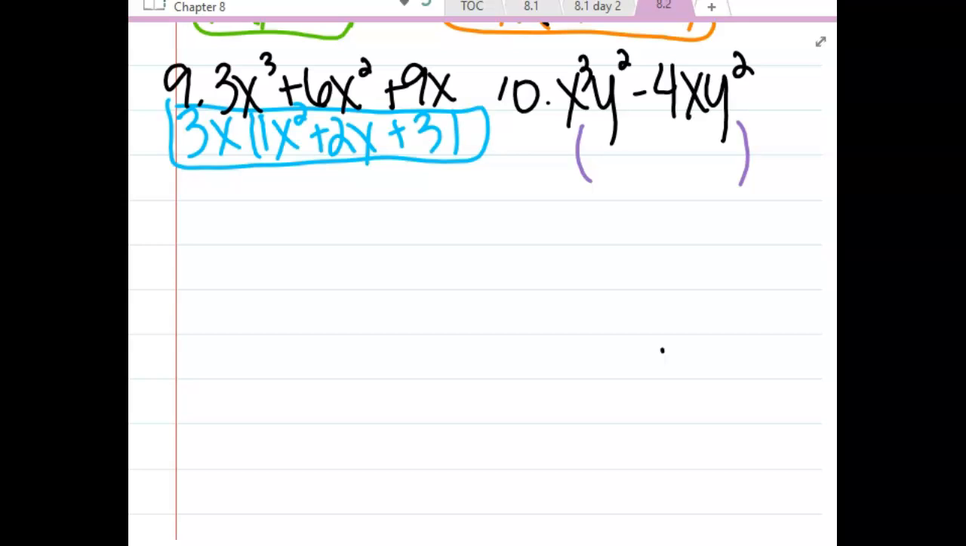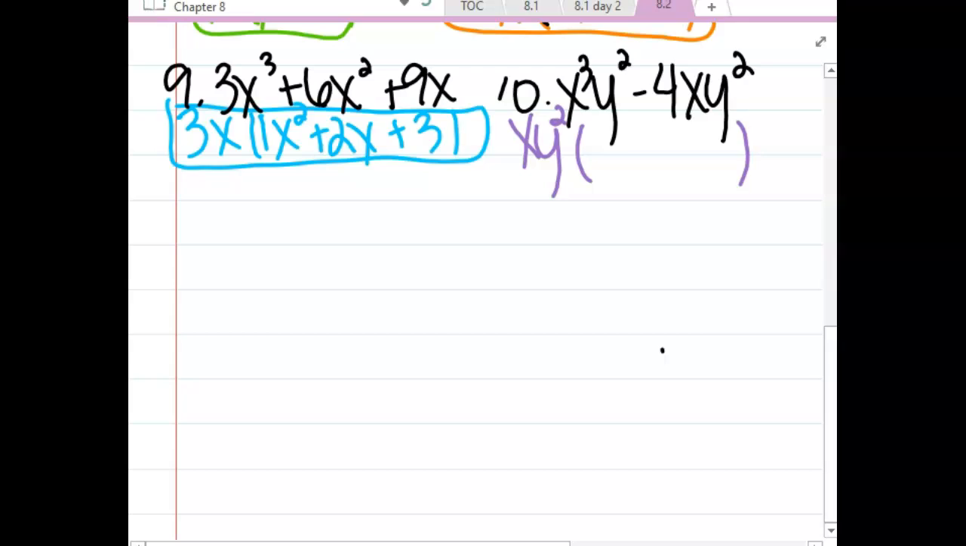Now let's look at the x's because I have 2 variables here. I have an x cubed and an x. How many x's could you take? Just 1, right? Now I have a y squared and a y squared. How many y's could you take? You could take 2. See how they both have a y squared? So what we're going to do is factor out an xy squared.